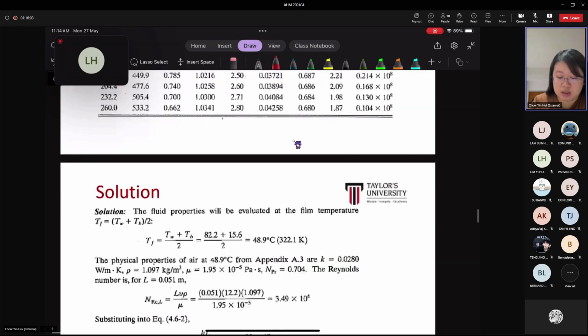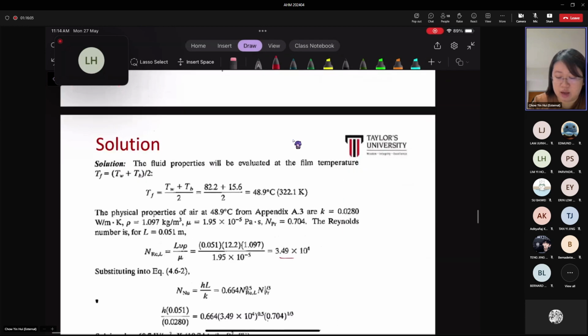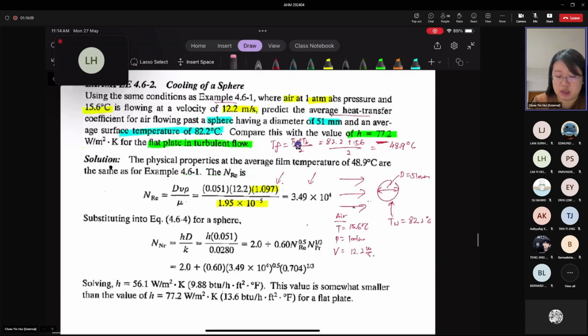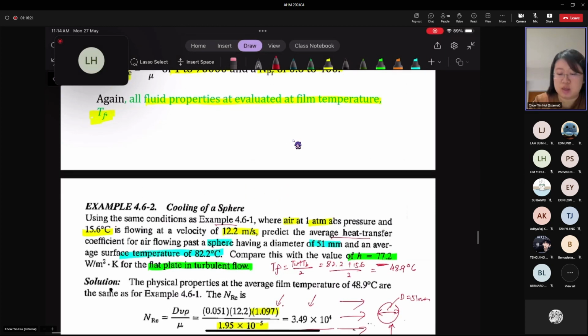It's the same answer as the previous question. Yeah, previous example, 3.49 × 10^4, because all the data is still the same, right? And now, so with this, its Reynolds number is 3.49 × 10^4. Now, before you proceed, you need to check what is the correlation, right?